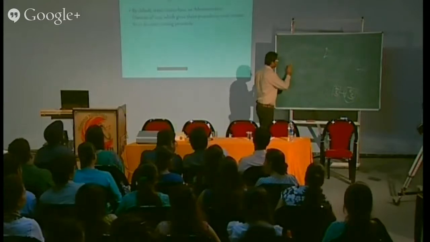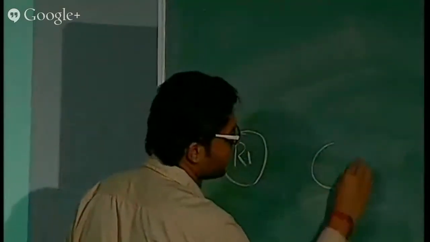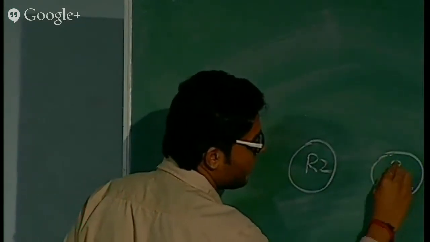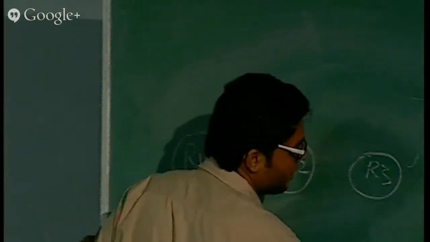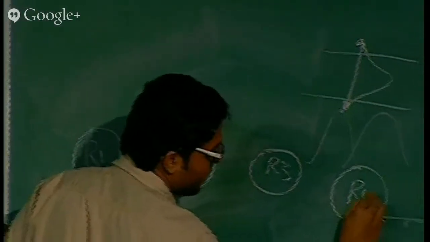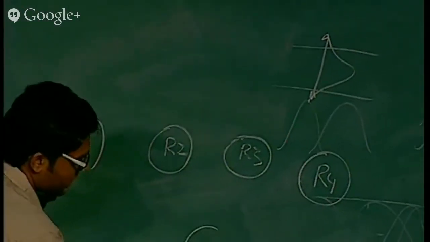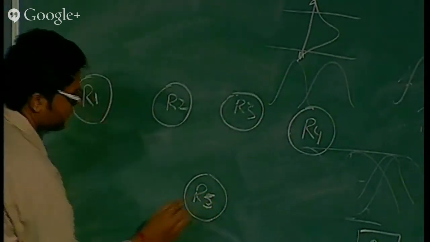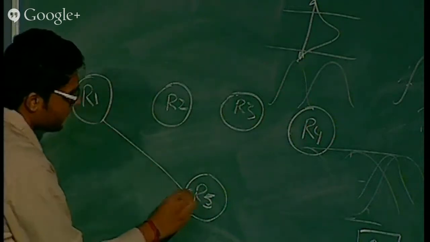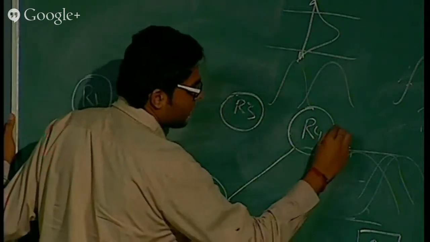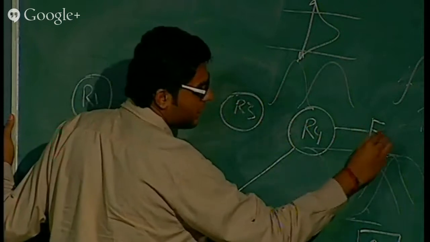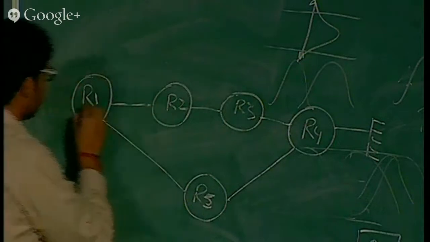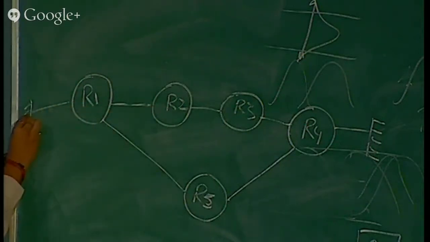Let's say this is your route number 1. This is your route number 2. Route number 3. Route 4. And route 5. They are connected like this. And behind route number 4 we have some network. And here also we have a network.